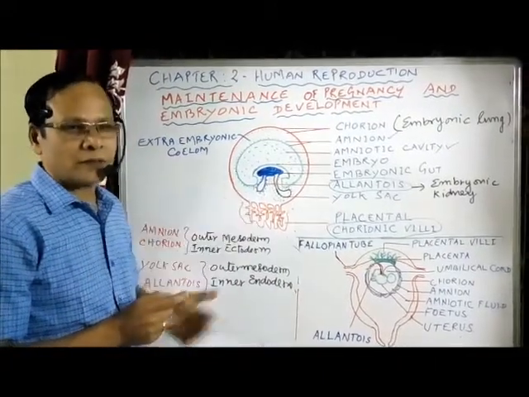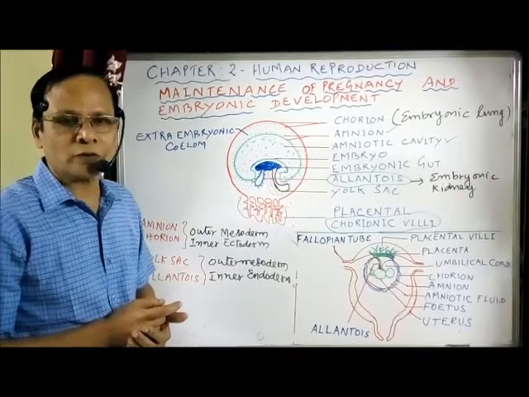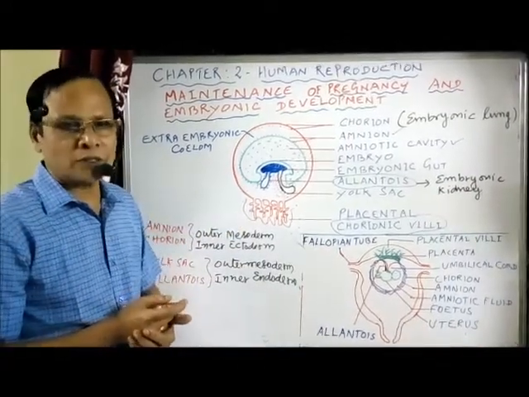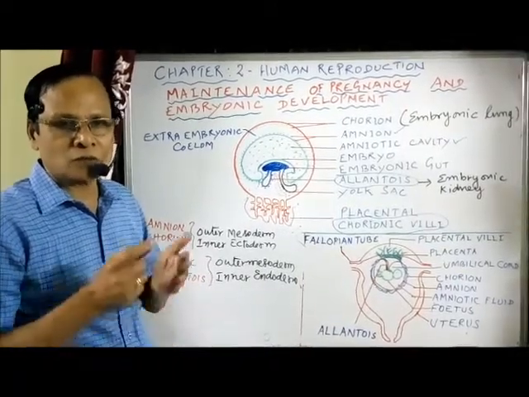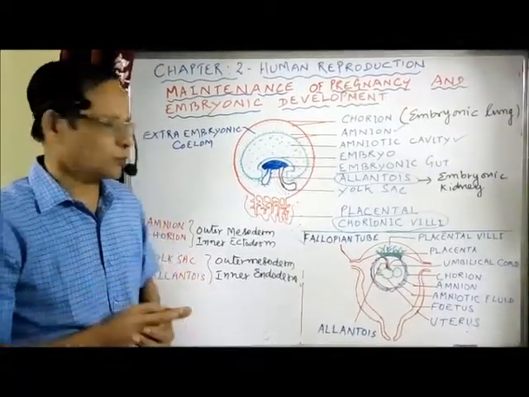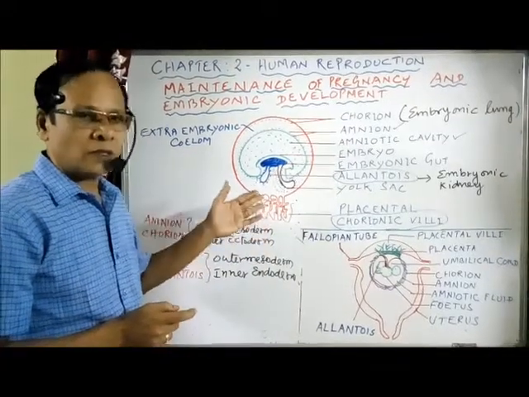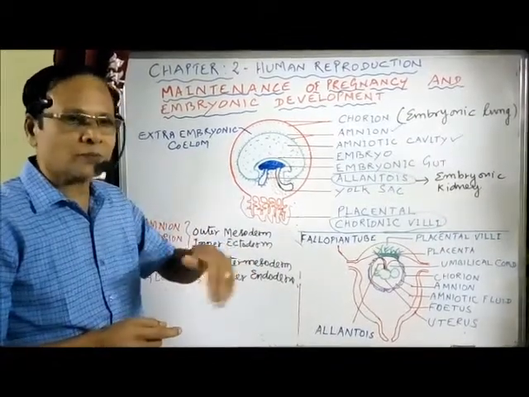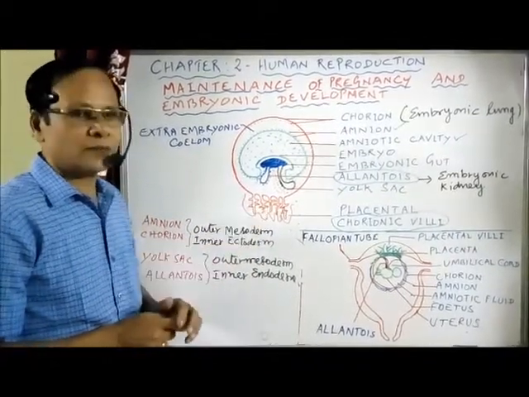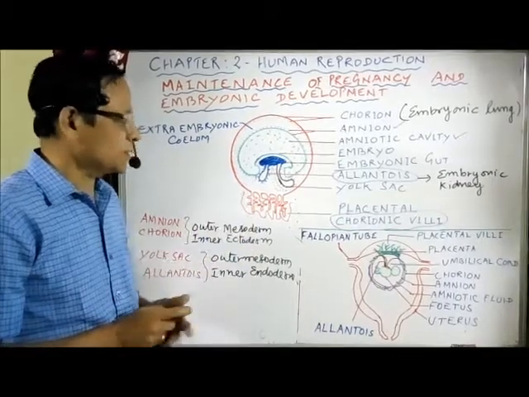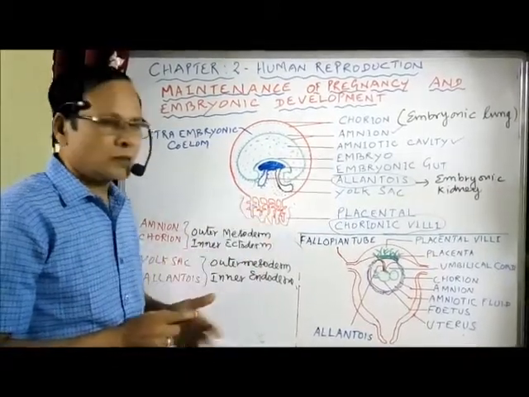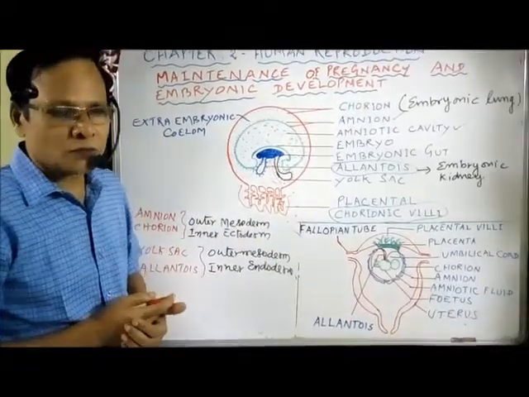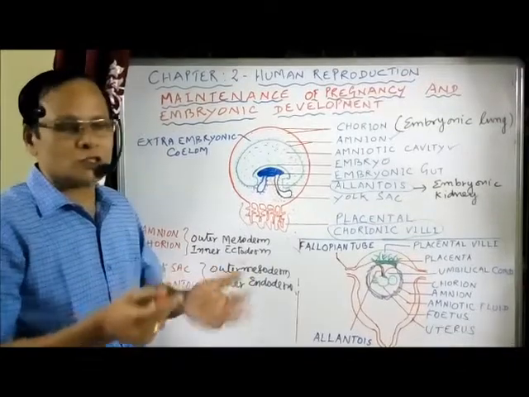Now the heart develops at about the 4th week of pregnancy. It circulates the blood through the placenta, through the umbilical cord, the one which is formed from the allantois, and also through its own tissues.